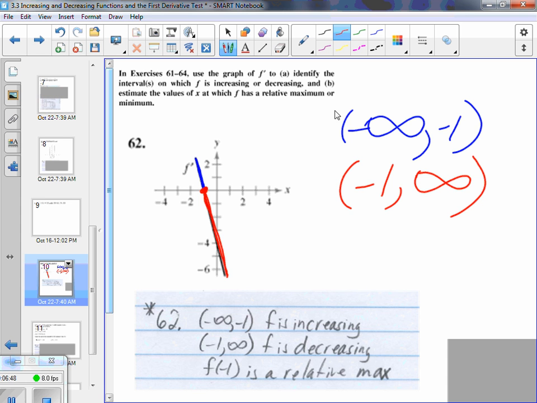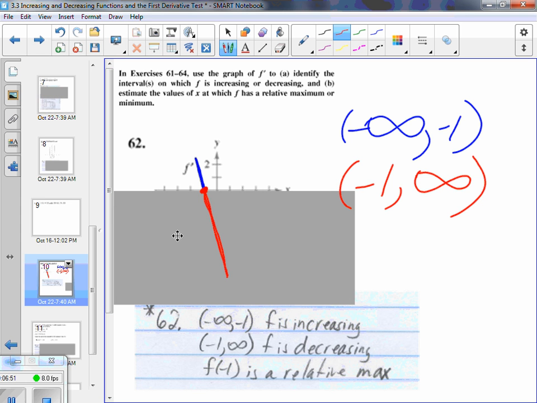So look, isn't everything above the x-axis positive? So when the derivative is above the x-axis, it's positive. I don't care if it's increasing or decreasing. I care about the sign of the derivative. So there in the blue, the derivative's positive. So from -infinity to -1, the derivative's positive. I don't care that the derivative's decreasing. That doesn't have anything to do with it. Okay? Since the derivative is positive, f is increasing.